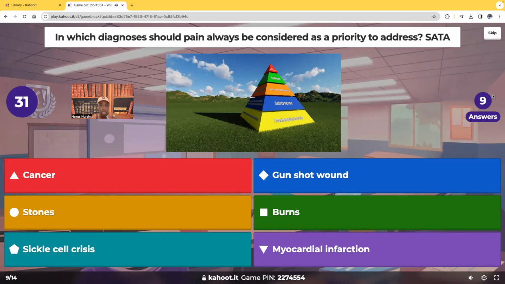So there's certain situations where pain should be in that same bracket. What are they? Here are your choices: cancer, gunshot wounds, stones, burns, sickle cell crisis, myocardial infarction. Select all that apply.